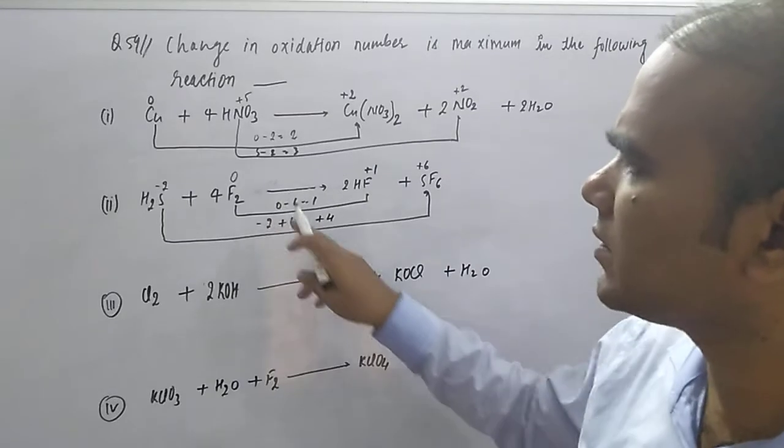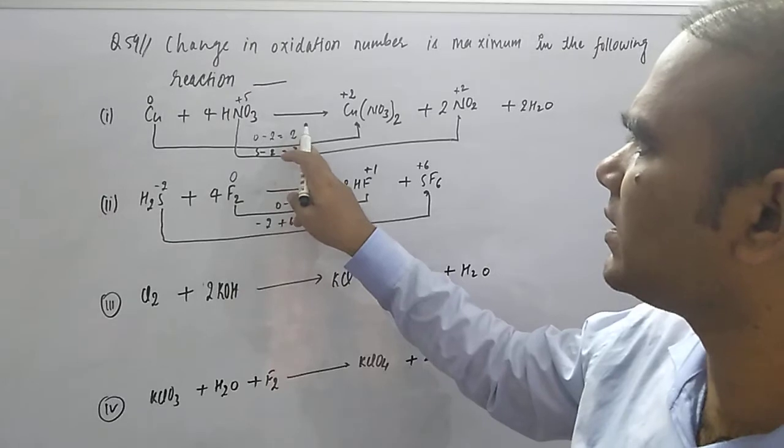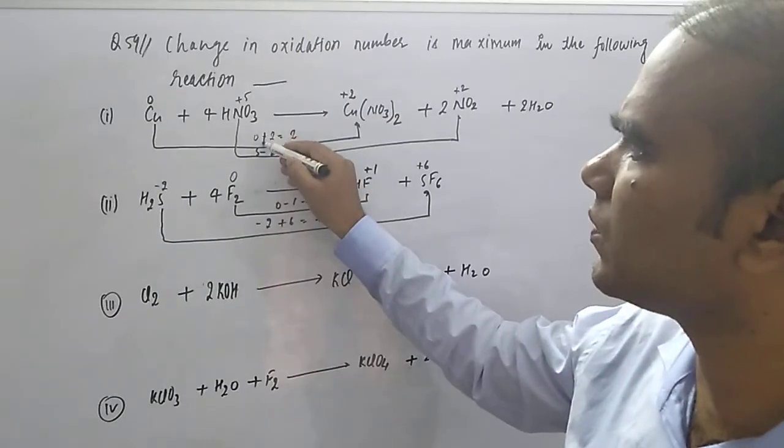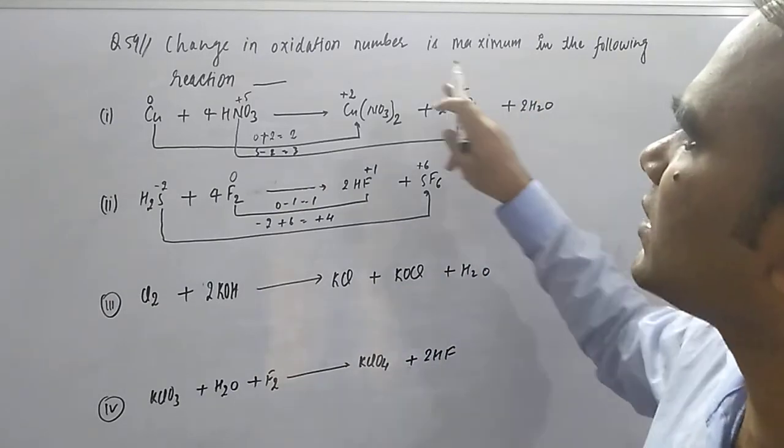Okay, here already we read 0 minus 2, that is, either you can write that is plus 2 also, whatever the charges we have, the difference is maximum, the change in the oxidation number.